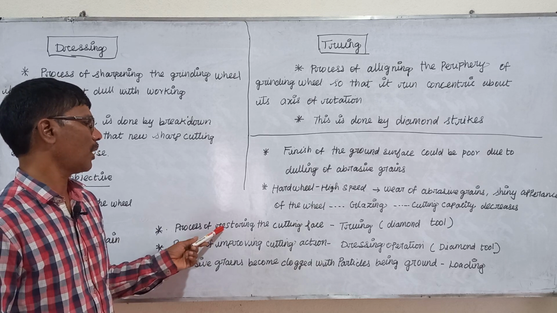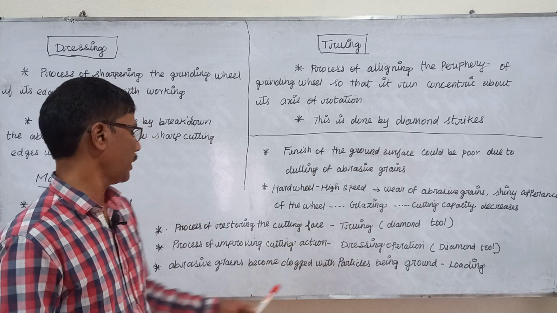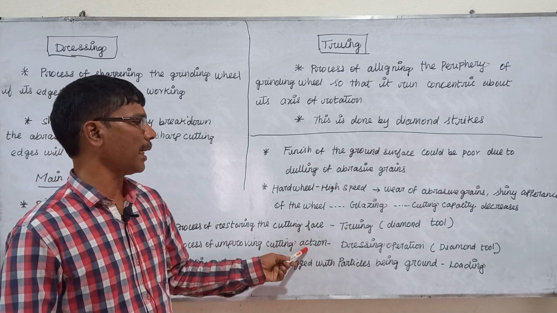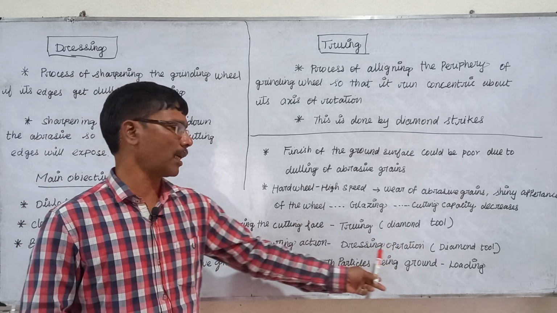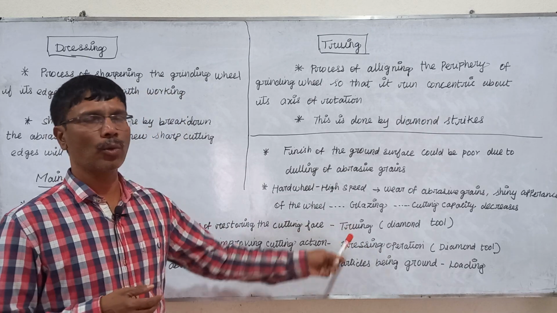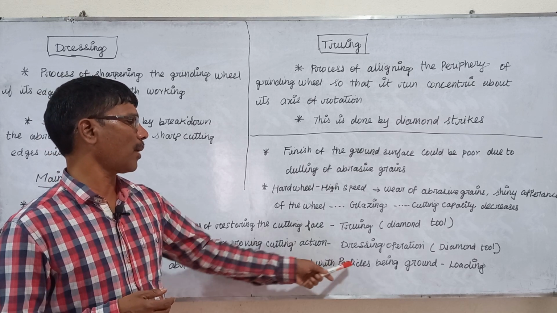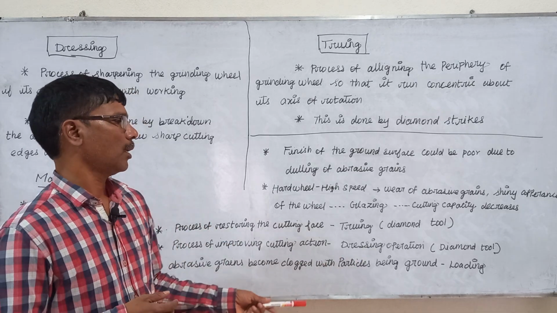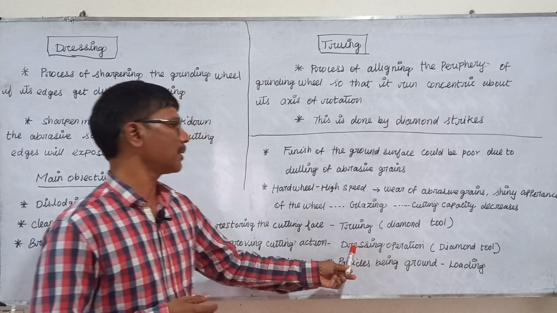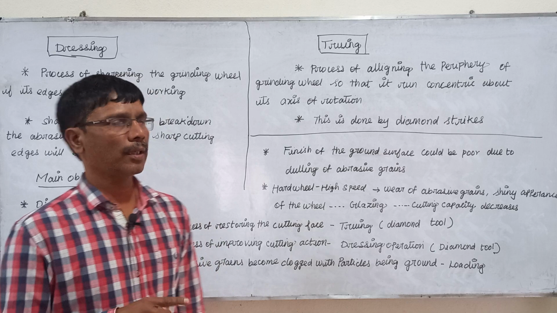The process of restoring the cutting face with the help of a diamond tool is called truing. The process of improving the cutting action with the help of a diamond tool is called dressing. Improve means dressing, restore means truing. Abrasive grains becoming clogged with particles being ground is termed loading. So: loading, dressing, truing, glazing. Among these four words, you can definitely get one question.